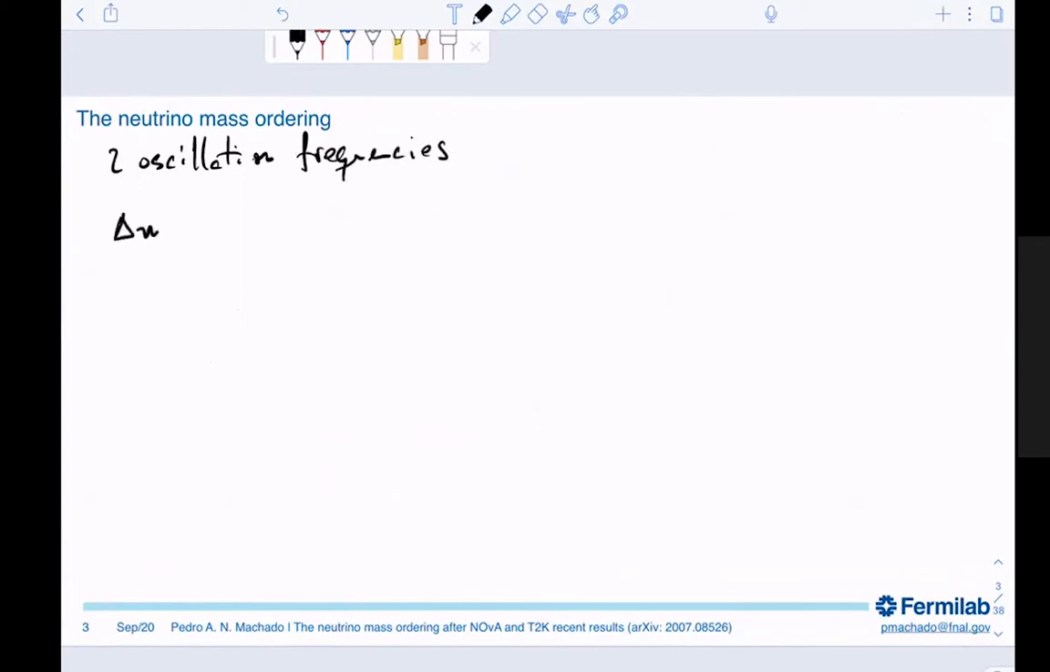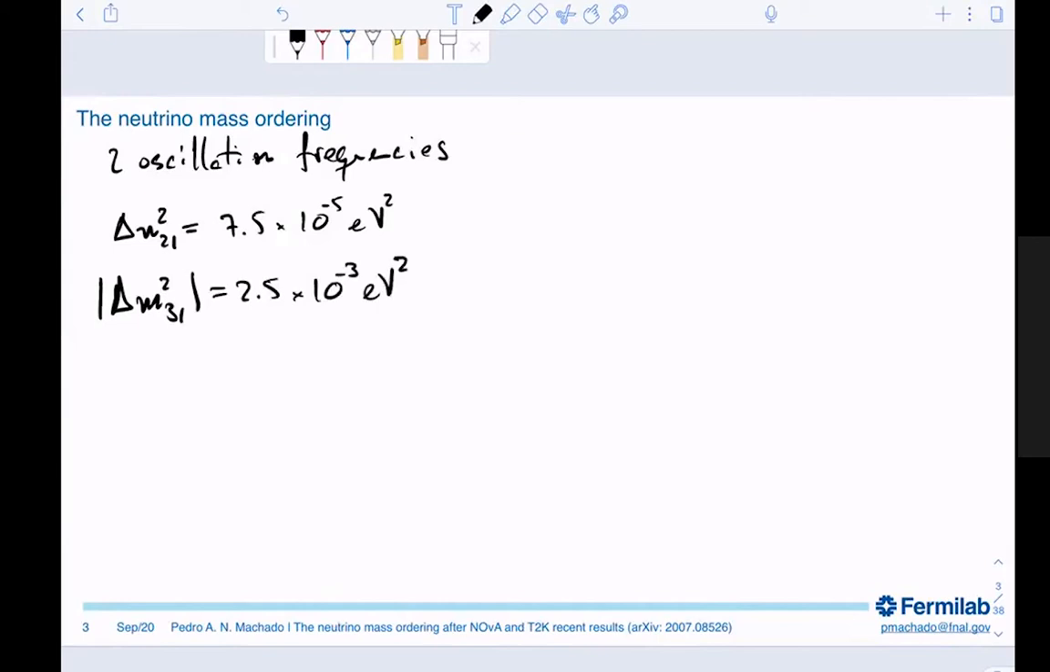One is called the solar splitting, delta M squared 2-1, which is about 7.5 times 10 to the minus 5 eV squared. And the other one is the atmospheric splitting, which is delta M squared 3-1, which is 2.5 times 10 to the minus 3 eV squared. And you see that for one of them I put a plus sign explicitly. The other one I wrote the modulus because you don't know the sign. Now, how do we figure out what is the sign of these mass splittings?